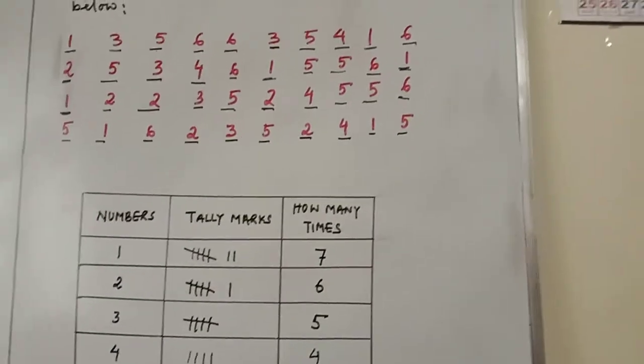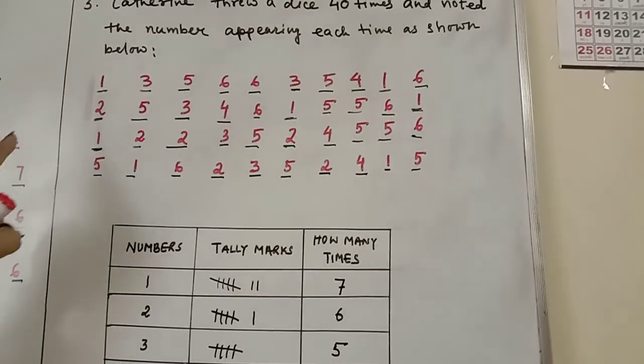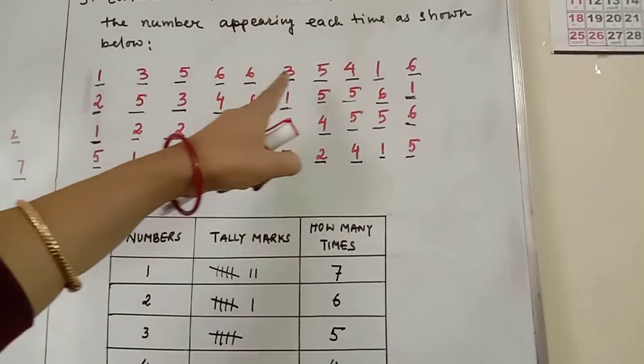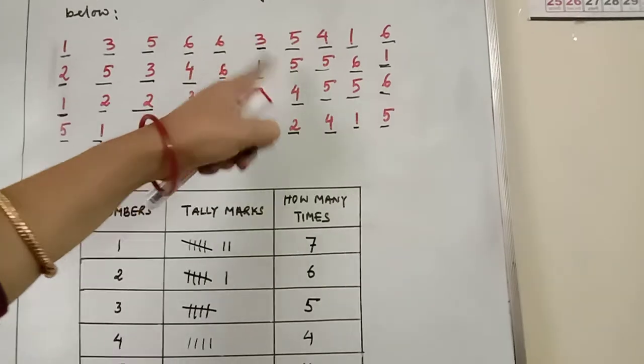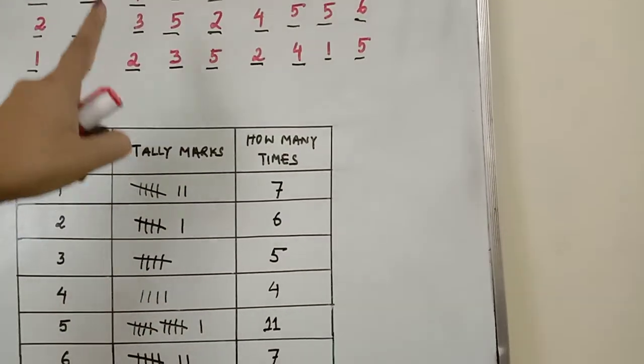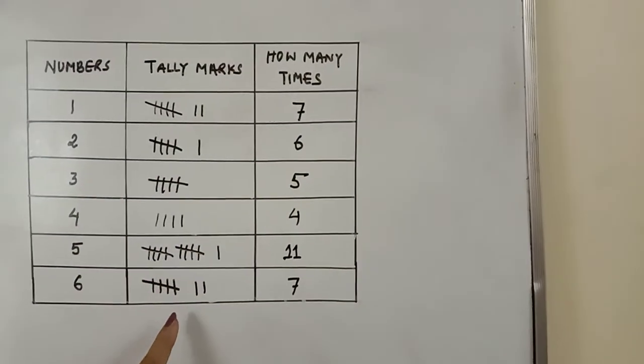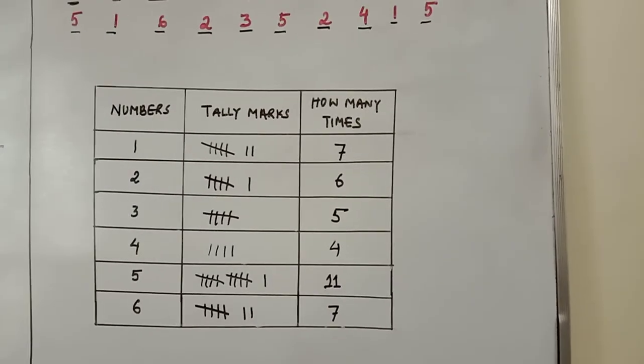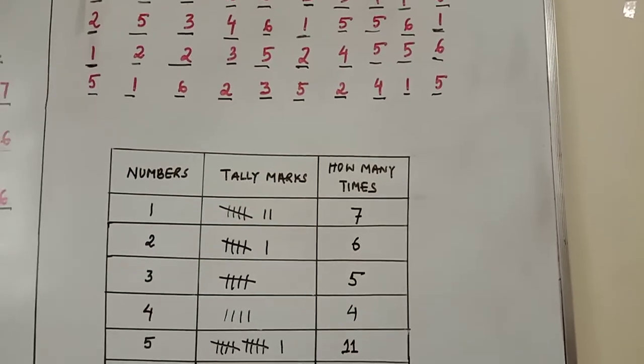Whatever the data is showing here, observe the data and you have to find out row wise. You can go row wise to find the number of each data. Then you will arrange them in this way and complete the sum. Understood? Okay, thank you.